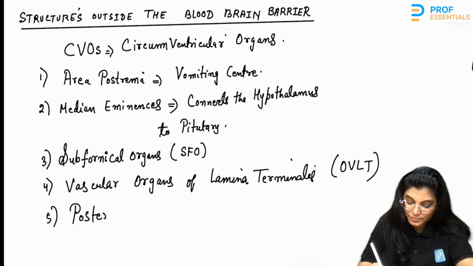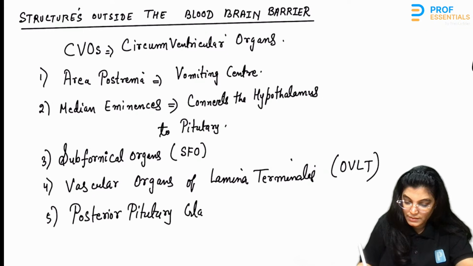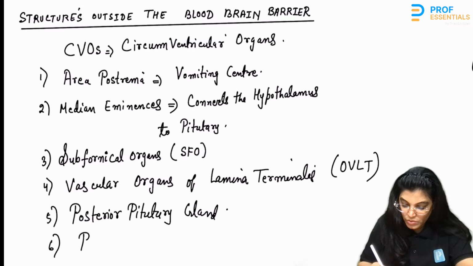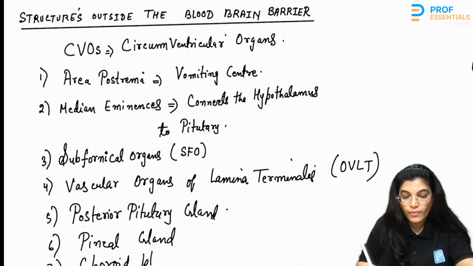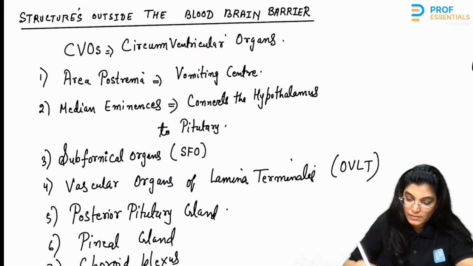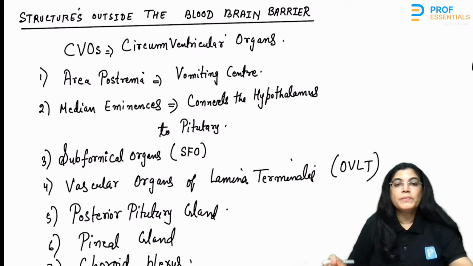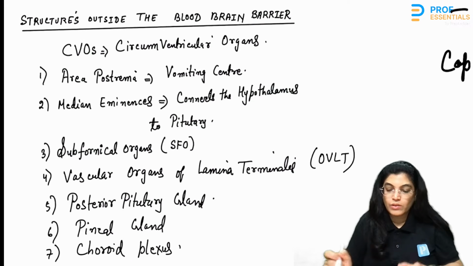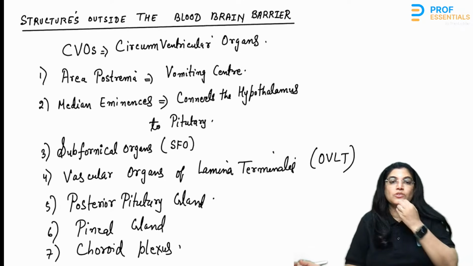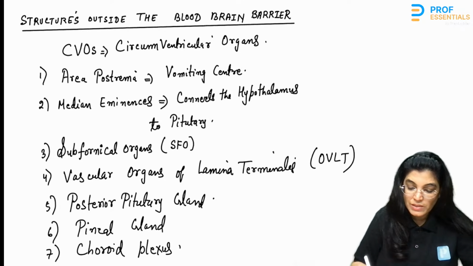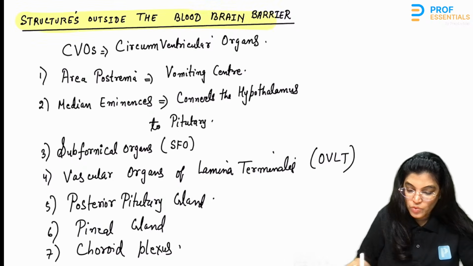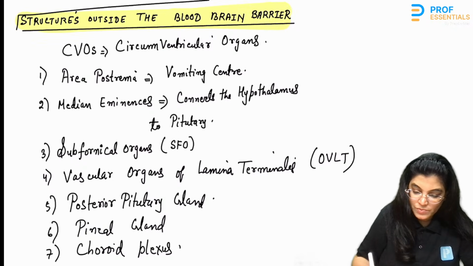Posterior pituitary gland is in this list. Pineal gland is also in this list. Choroid plexus of the ventricles is also in this list. So basically, these are the important structures which lie outside the blood-brain barrier, which you have to know for your MCQ session. This is very important. Okay.